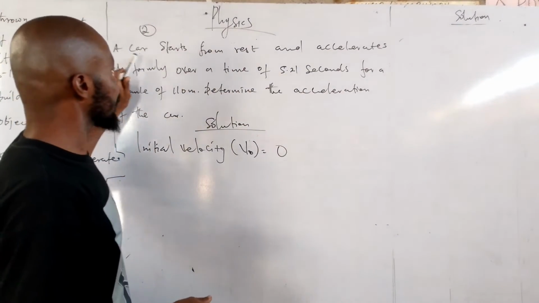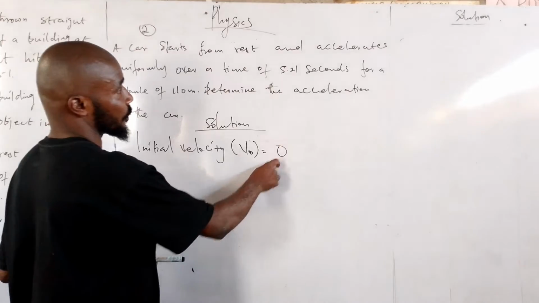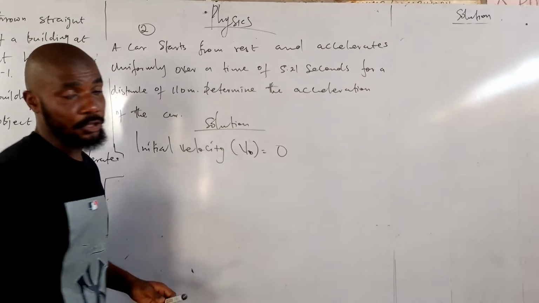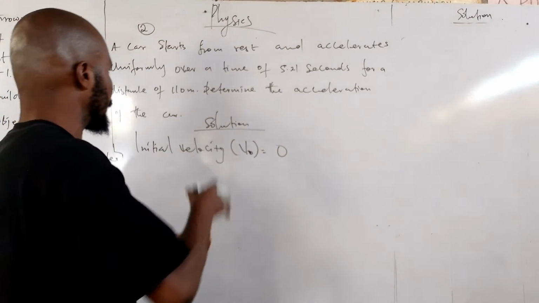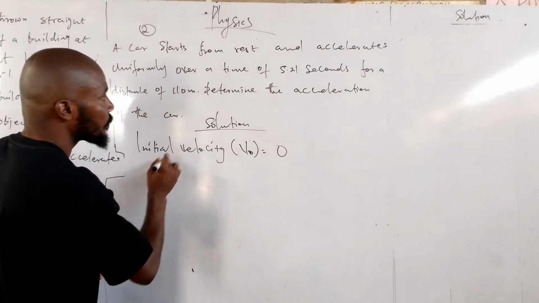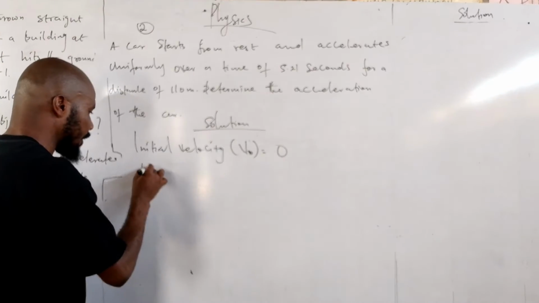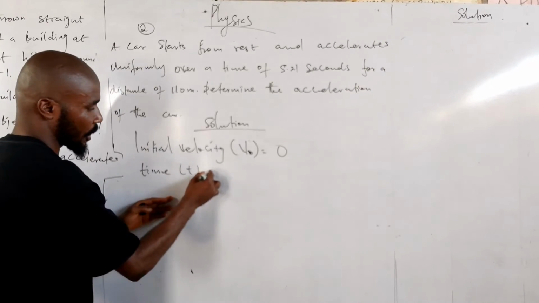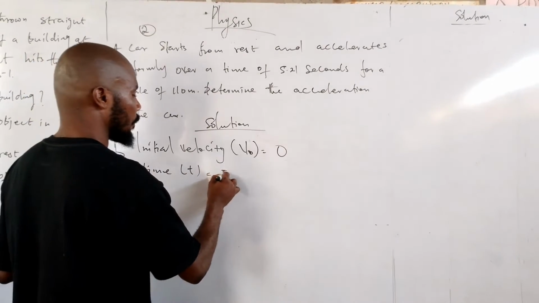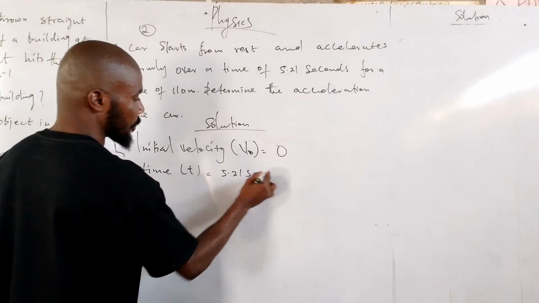So a car starts from rest and accelerates uniformly. Because it starts from rest, the initial velocity is equal to 0, and it accelerates uniformly over a time of 5.21 seconds. I'm going to show the visualization of all these so you can see. The time we denote with small letter t. The time taken for the object to complete this motion is 5.21 seconds.